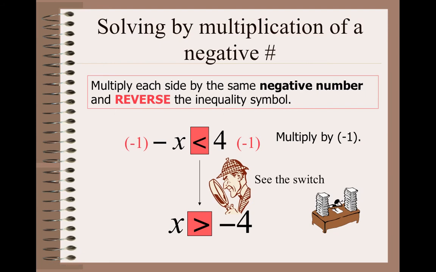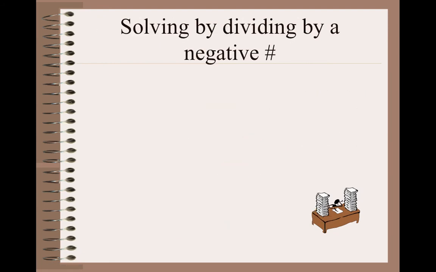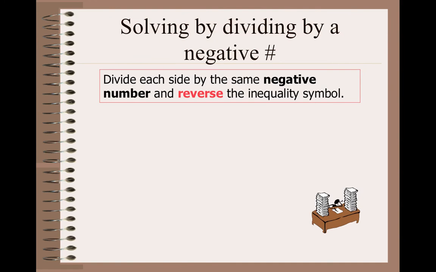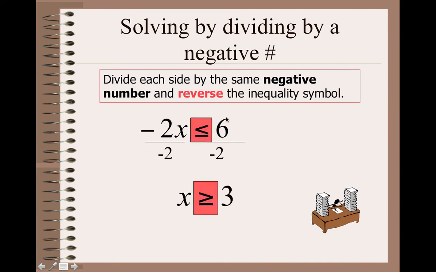See the switch? Solving by dividing by a negative: divide each side by the same negative number, and reverse the inequality symbol. Like this one. When you divide both sides by a negative, cancel it, and x is less than or equal to 6 becomes x is greater than or equal to 3. 6 divided by 2 is 3. Okay, something is wrong. It should be negative 3, because 6 divided by negative 2 is negative 3.